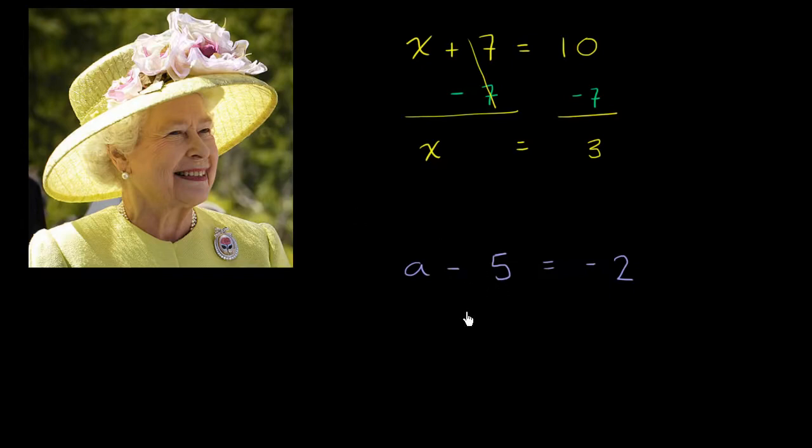So I'll do that. So I will add 5 to the left-hand side. But if I want the left-hand side to stay equal to the right-hand side, whatever I do to the left, I have to do to the right. So I'm going to have to add 5 on the right-hand side as well.